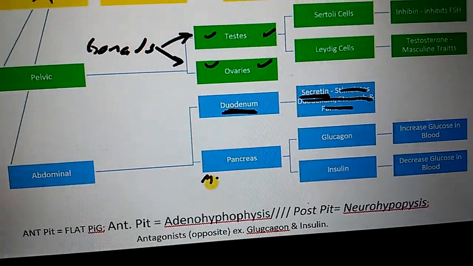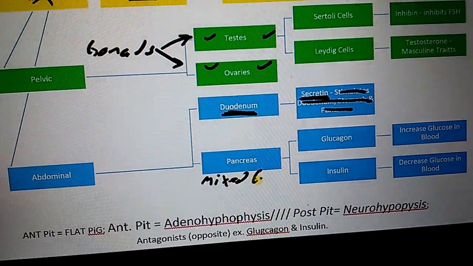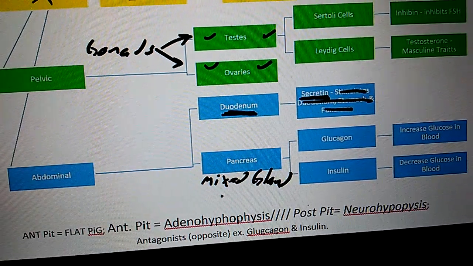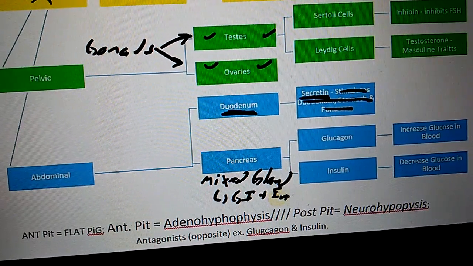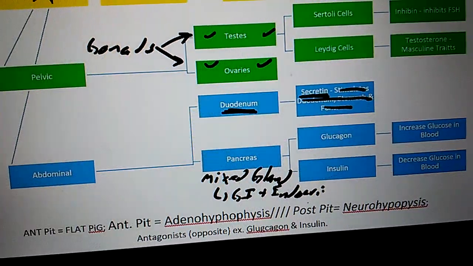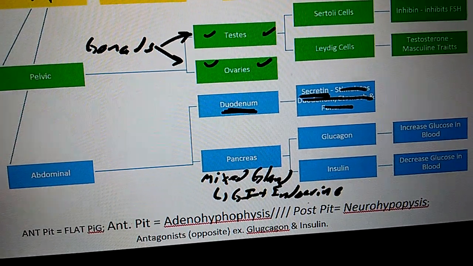Next, is the pancreas an endocrine organ? Yes, it's in fact a mixed gland, and that's something you want to remember. Now, what does it mean to be mixed? It means it's both GI and endocrine. So what does it mean? It's both endocrine and what? GI.